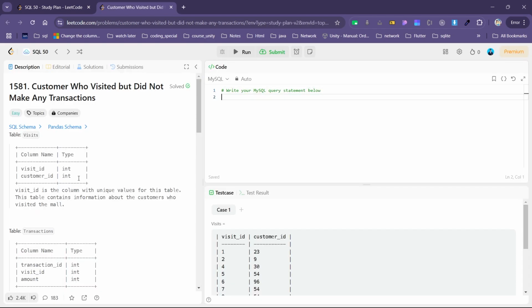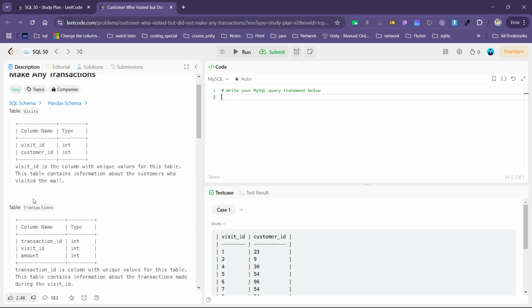Okay, so the question says that it has two tables, that is the visits table and the transactions table. In the visits table, we have two columns, that is visit ID and customer ID. Visit ID is the column with unique values, which means no duplicate visit IDs exist. This table has information about customers who visited the mall. For example, a customer has a customer ID, and if he visits the mall, there is an entry with a unique visit ID and that customer's ID. If he visits the same mall again, the customer ID will be the same, but the visit ID will be different.